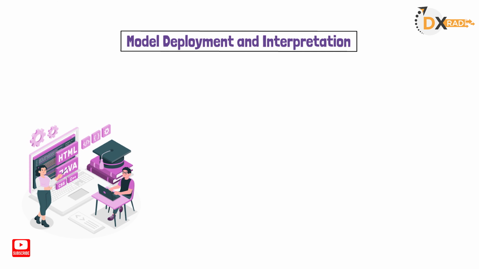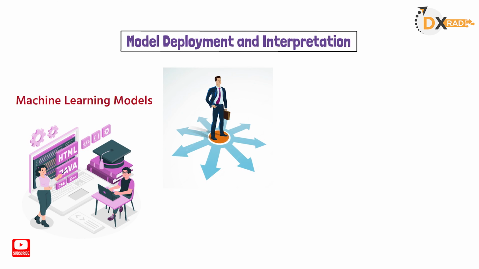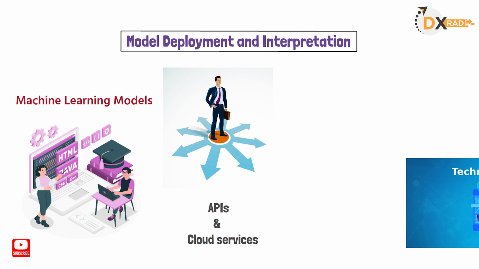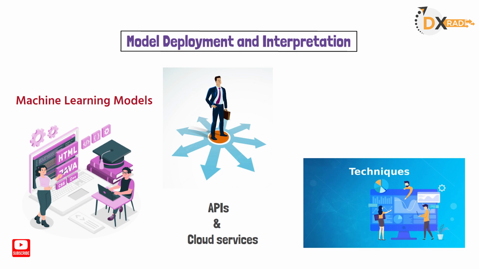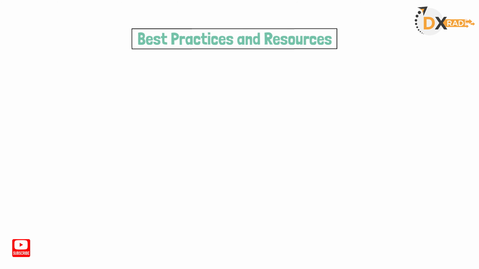Model deployment and interpretation. Lastly, we'll discuss how to deploy and interpret machine learning models. We'll cover different deployment options, such as APIs and cloud services, and how to interpret model predictions using techniques such as feature importance and partial dependence plots.